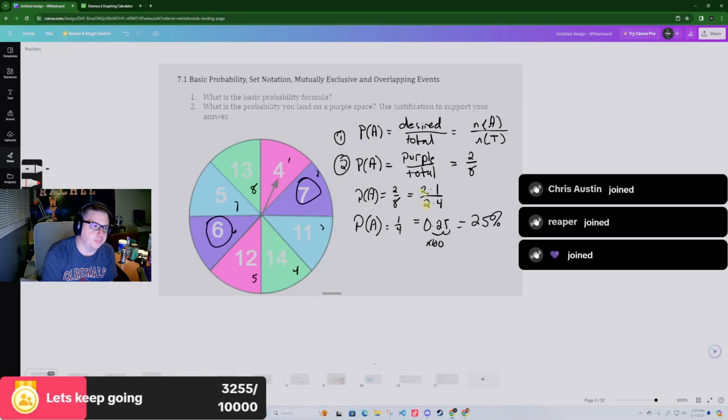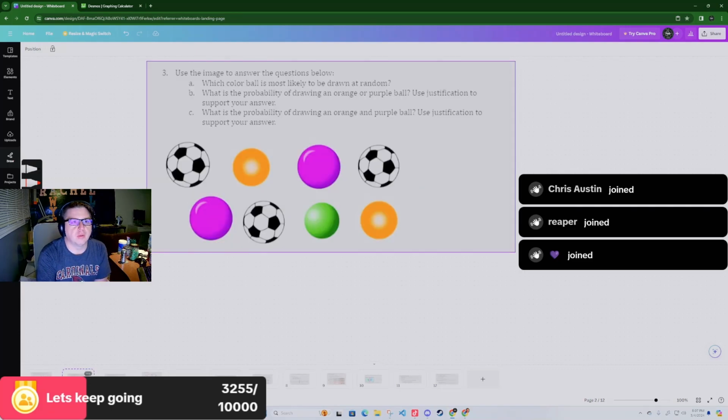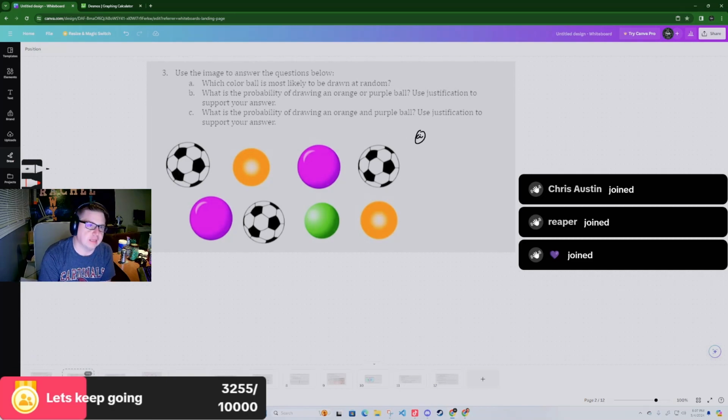All right, next one. Using the image to answer the questions below. So we have a bunch of different colored balls and different types of balls. So let's look at letter A. A says, which color ball is most likely to be drawn at random? Well, we look at this, we have 2 purple, we got 2 orange, we got 1 green, but we have 3 soccer balls. So which is most likely to be drawn? The one that is the most. So we are going to call this soccer balls.